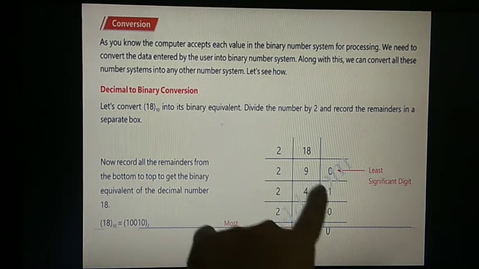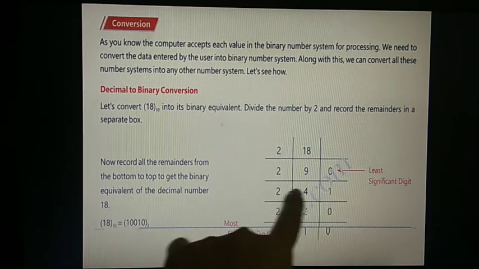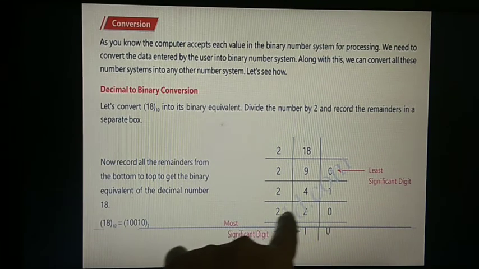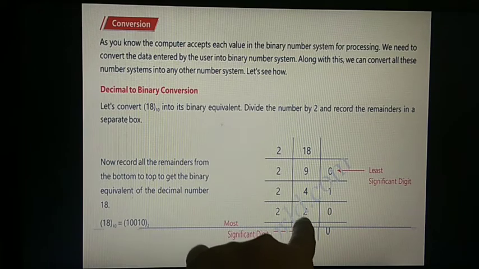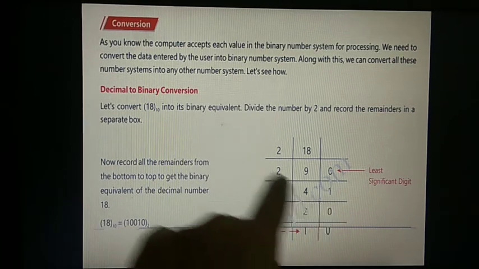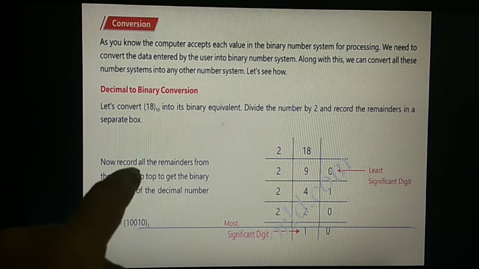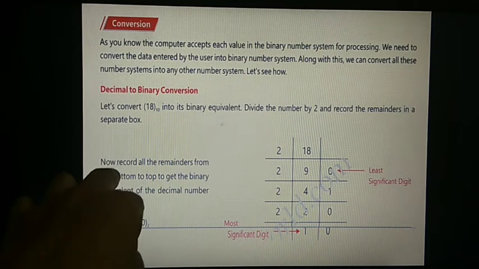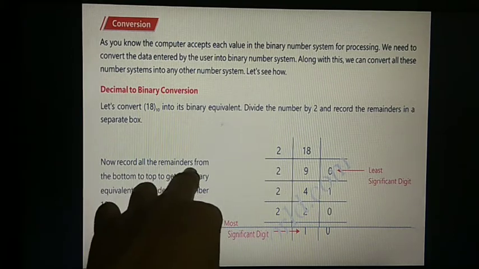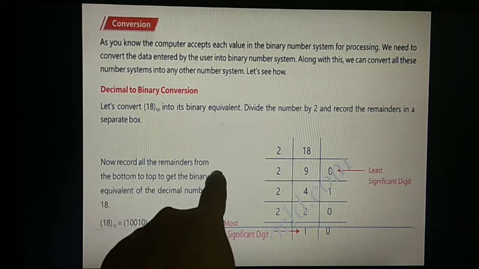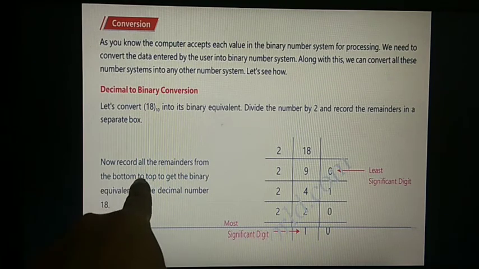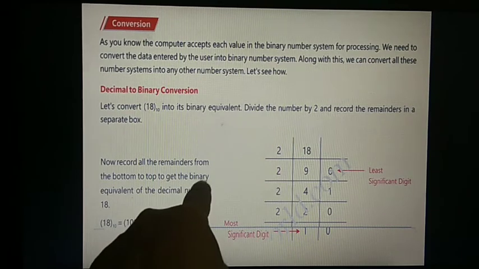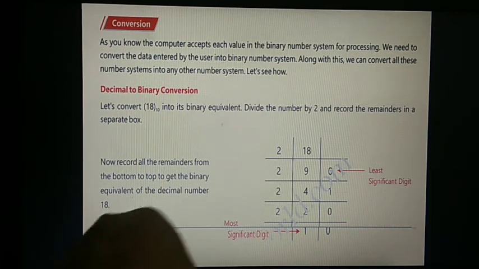2 4s are 8, remainder is 1. 2 2s are 4, remainder is 0. 2 1s are 2, remainder is 0. Cleared? Yes? Now just see over here. Now record all the remainders from the bottom to top to get the binary equivalent of decimal number 18.